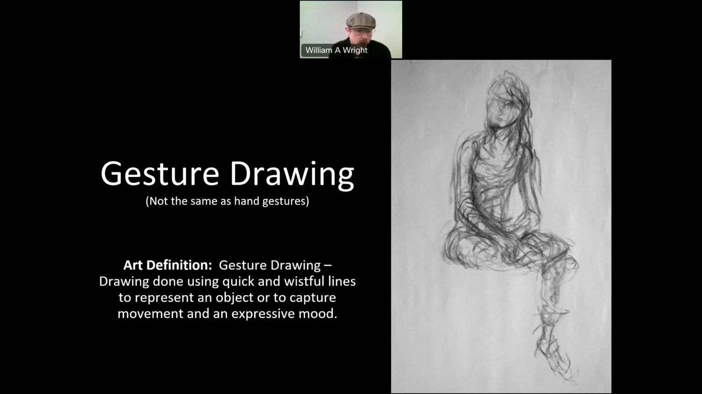Gesture drawing is drawing done using quick and wistful lines to represent an object or to capture movement and an expressive mood. Also, pose. Capturing that object, getting the pose is really important. And as I said, one of the first ways you're usually taught to do this is to be expressive and be quick, because it's good to loosen up and be able to draw quick.